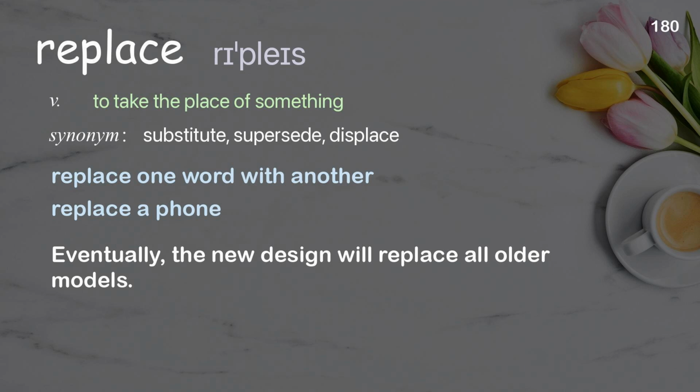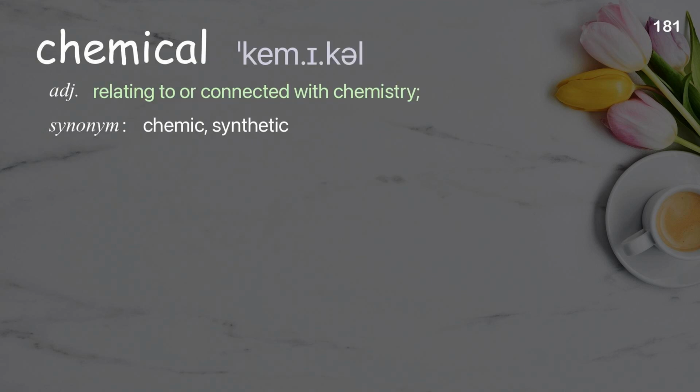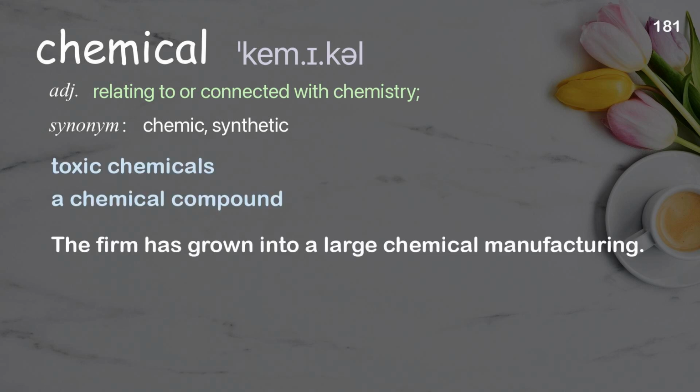Chemical. Relating to or connected with chemistry. Examples: Toxic chemicals. A chemical compound. The firm has grown into a large chemical manufacturing.